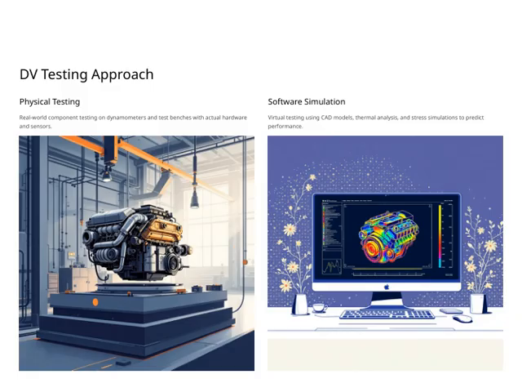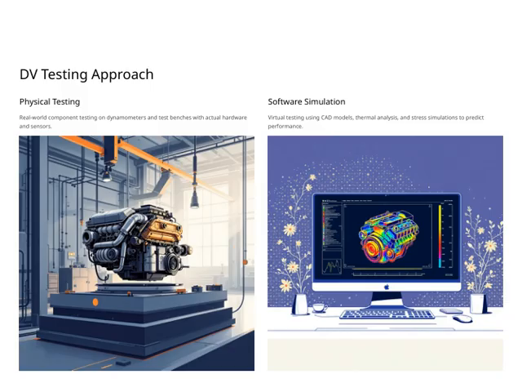Next, we have software simulation. This is more of a virtual testing process where we use CAD models, thermal analysis, and stress simulations. These tools help us predict how the components will behave without needing to build physical prototypes every time. It allows us to identify potential issues early and optimize designs before moving to physical tests.